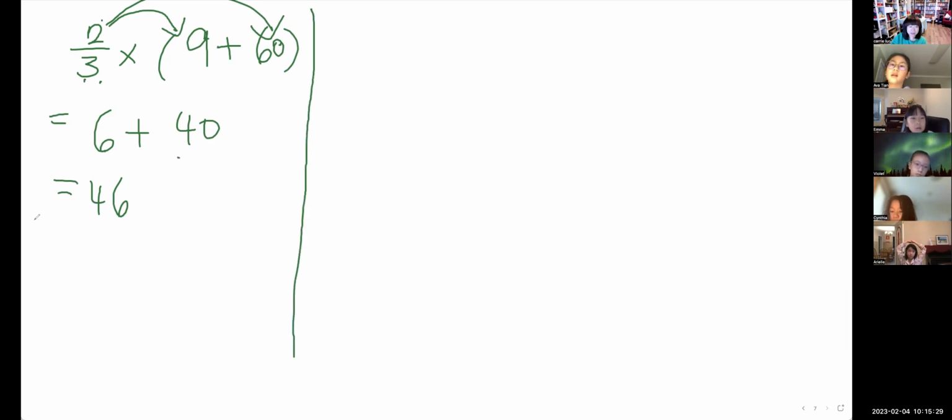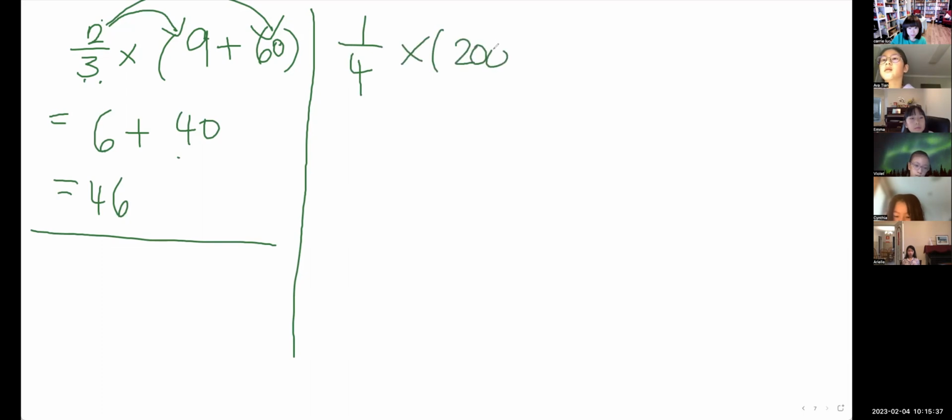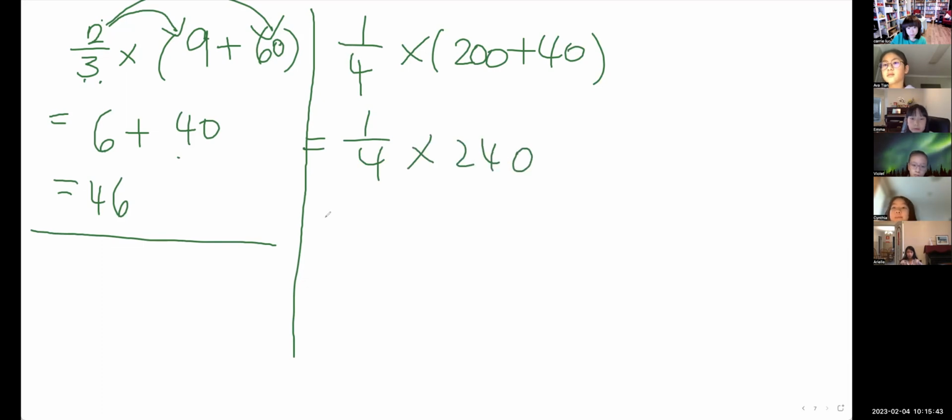So it can save you a lot of time, okay? And then let's take a look at this one. If we have 1 over 4 times 200 plus 40, this one probably 1 over 4 times 240 will be better because it's directly 60. So for different questions, I want you to have different abilities to calculate it. Okay, understand? So today, why are we learning this?